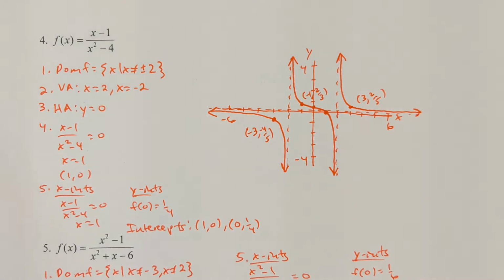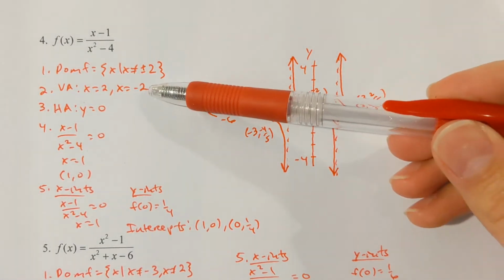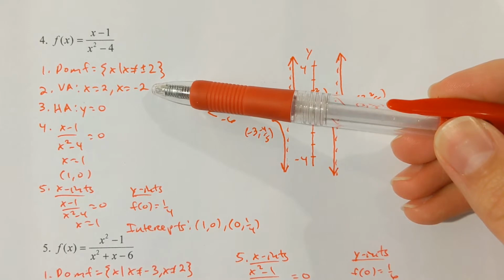Because I'm throwing away 2 and negative 2, I'm going to have vertical asymptotes at x equal 2 and x equal negative 2.